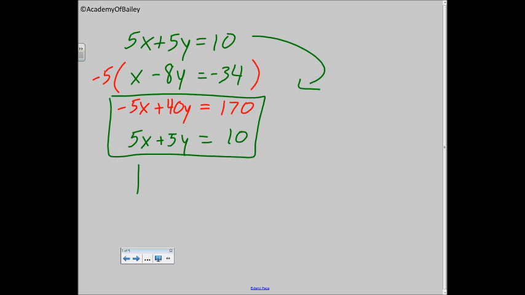Now, since the x's are the same, we know that those will cancel each other out when we add these two equations together. And adding these two equations, 40y plus 5y will give us 45y. 170 plus 10 is 180. So in doing this, what are we going to get? Divide both sides by 45. I believe that would be 4. Y is equal to 4.